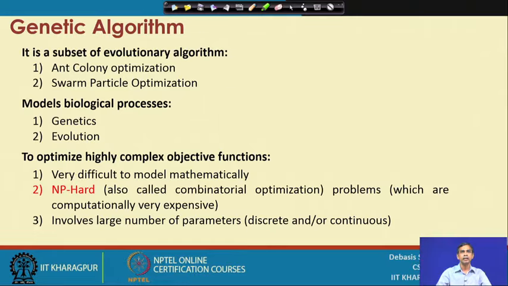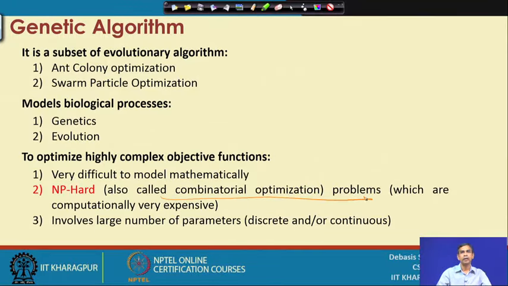It is called the genetic algorithm. As I told you, genetic algorithm, like ant colony optimization and particle swarm optimization, is another type of evolutionary algorithm, and it follows the two important biological processes called genetics and evolution. Particularly, it has been observed that the genetic algorithm is tremendously successful in solving problems which are called combinatorial optimization problems. That means the problems which cannot be solved in real time.